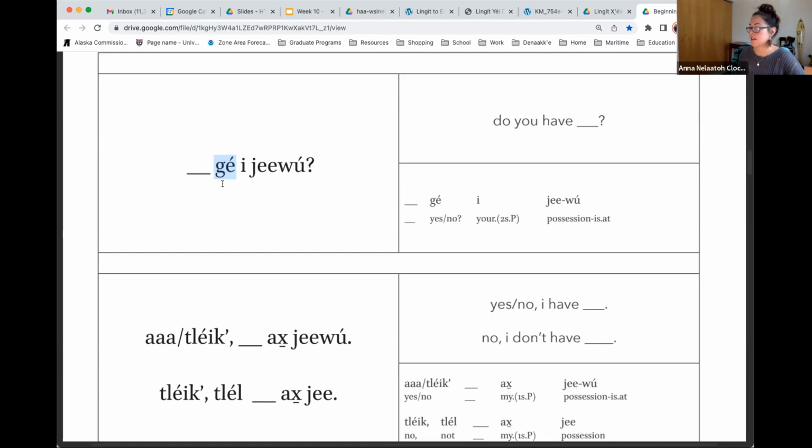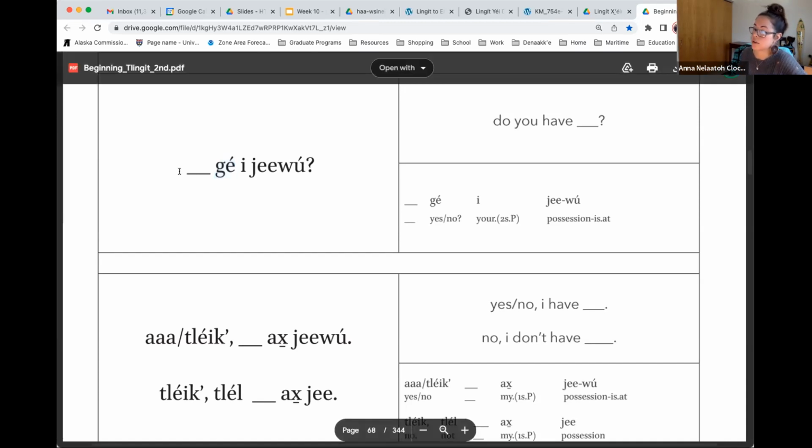So repeat this after me. Khwasta ge jeewú. And what is khwasta? Tarp. Yeah. So repeat after me. Khwasta ge jeewú.